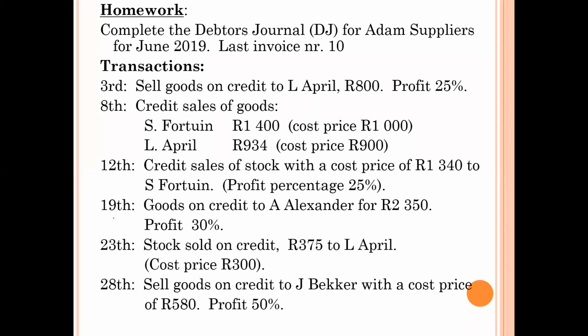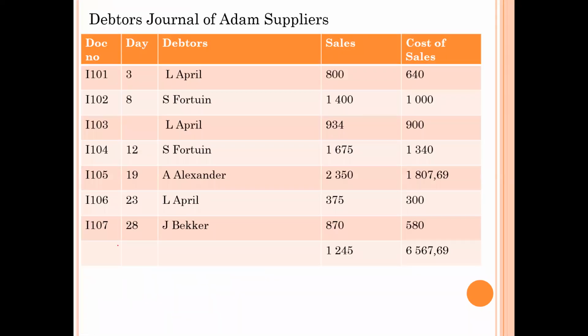We've got the name of the debtor, J. Becker. The cost price, please, the cost price is 580 Rand. So you need to go and calculate this time the selling price, and the profit percentage is 50%. So let's see. There you go on the 28th. J. Becker is the debtor. I've given this time the cost price of 580. You need to go and calculate the selling price. If you calculate it, you will get 870 Rand.